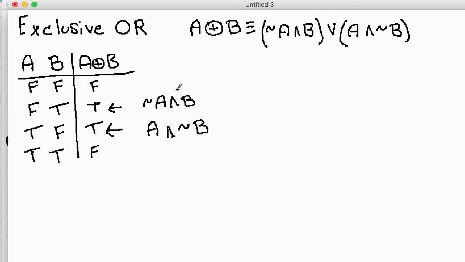And basically, we can do this for any logical connector, for any logical expression. We go ahead and build the truth table. We just find the rows that are true, and we OR them together. And that's exactly what we did over here.